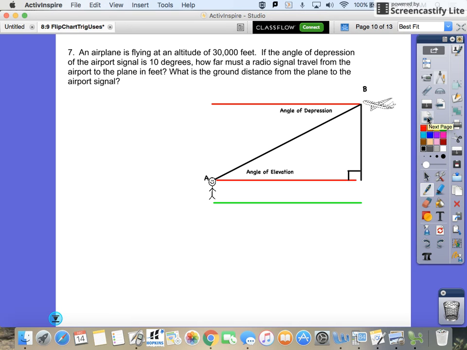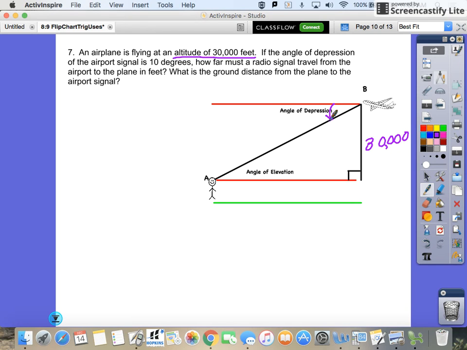All right, I believe this is the last one. So it says an airplane is flying at an altitude of 3,000 feet. An altitude of 3,000 feet means a height. So, sorry, 30,000. So the plane's at 30,000 feet. If the angle of depression means downward. If you think of if someone's depressed, they kind of hang their head. That's this right here, like if you hang your head.